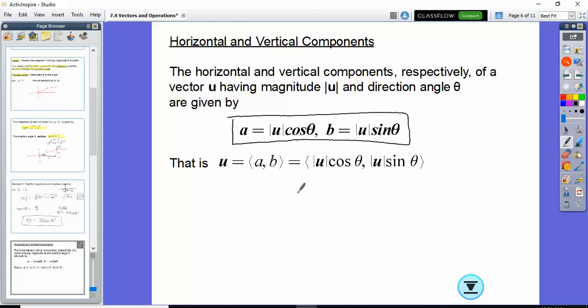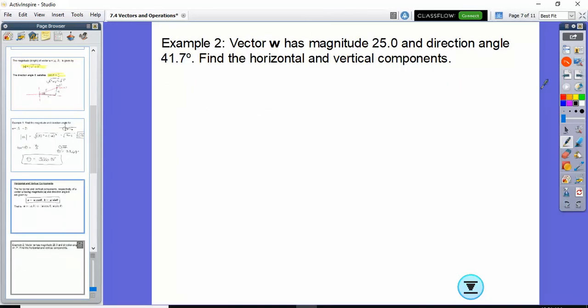That shouldn't be too surprising if you think about the x value of your ordered pair. If you're on the unit circle, x is cosine and y is your sine. So the cosine is multiplied with the magnitude to get your x. The sine is multiplied with the magnitude to get the y. So let's use that to find this problem. And make sure you're writing all these down because your homework is just like this stuff. You need these formulas.